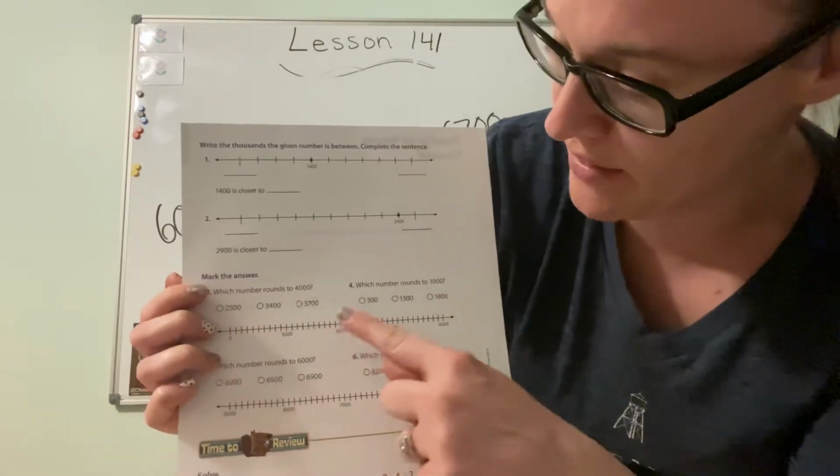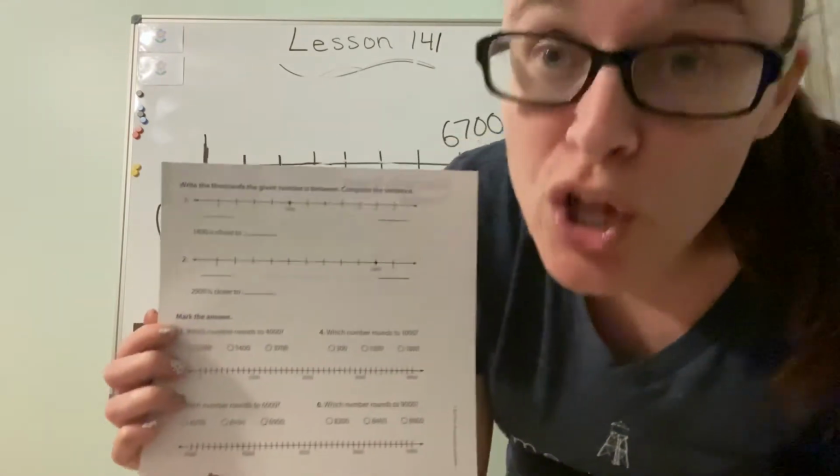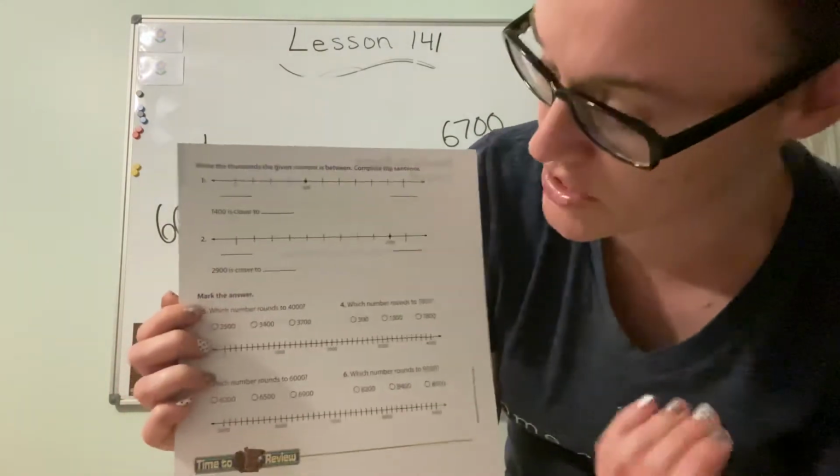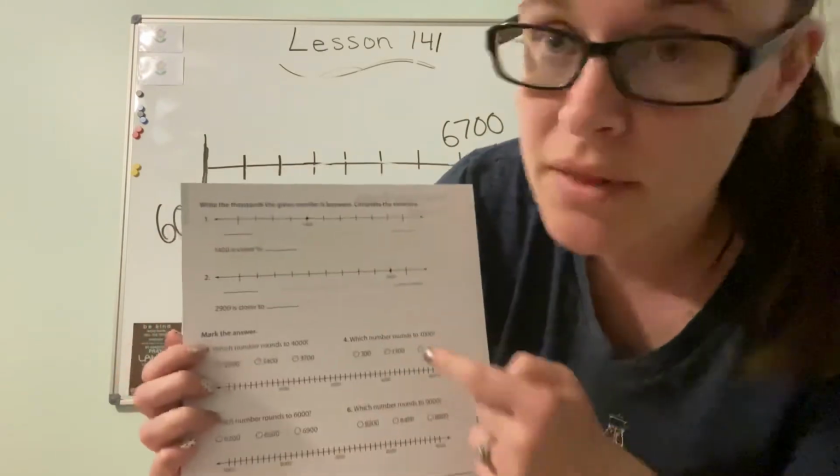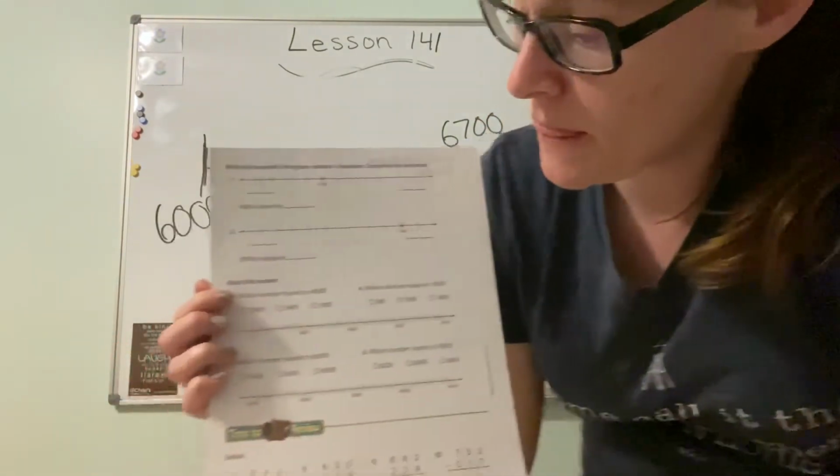So they want to know if you put these 3 numbers on the number line down here, which one would be closest to 4,000? Which one would round to 4,000? Which would be closest to 4,000? And you can put them on the number line if you have to. Same thing here. Which would round to the thousands? Okay? So put them on the number line first to help you figure that out.